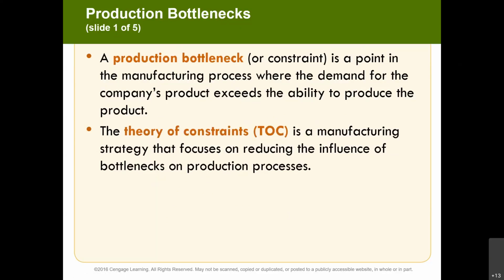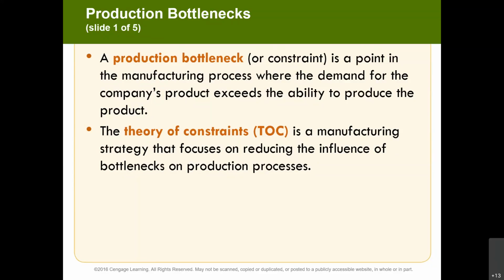Production bottlenecks. These are such a pain. Okay, so production bottlenecks. This is a constraint point in the manufacturing process where the demand for the company's products exceeds the ability to produce the product. An example of this would be toilet paper right now. It's where the manufacturing is having a difficult time keeping up with the demand, and so it's causing what we call production bottlenecks. It's where the demand really is exceeding the company's ability to produce the product.